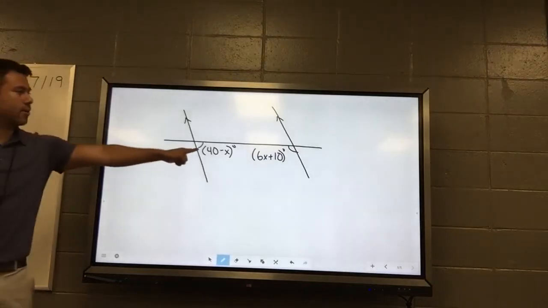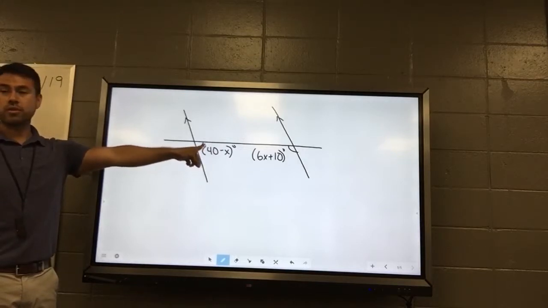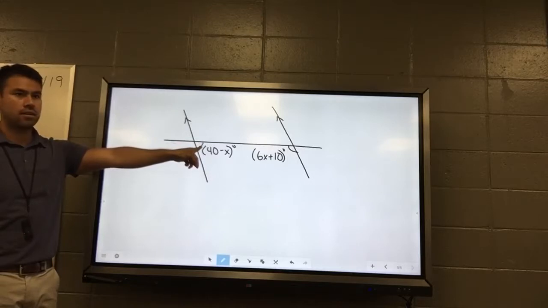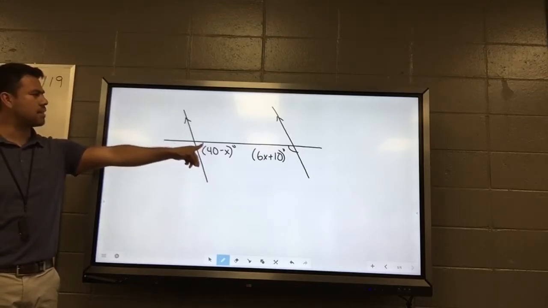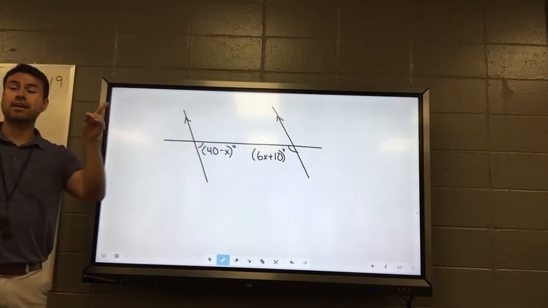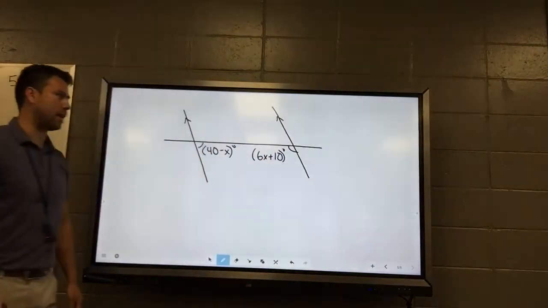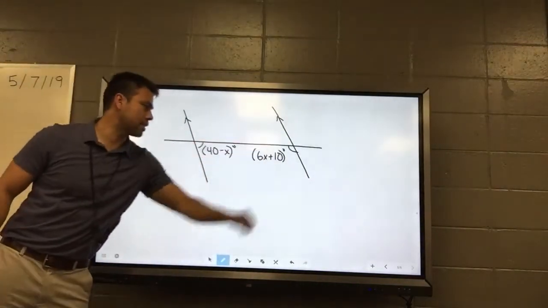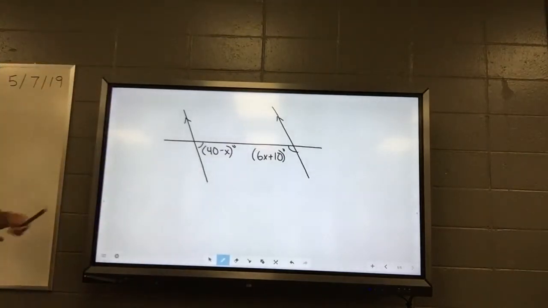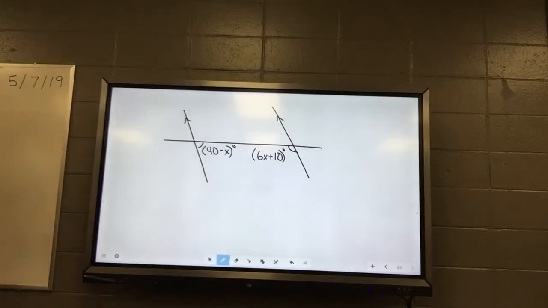This angle right here is what type of angle? Just this one by itself. Your choices are interior or exterior. Interior. Do you guys remember the definition of interior? What's interior mean? In between the parallel lines. So these four are in between the parallel lines. These four are outside, exterior. What are these two right here? Are they alternate interior, alternate exterior, or corresponding?